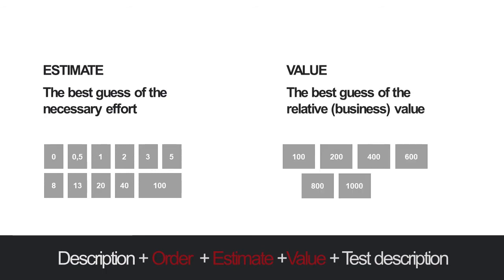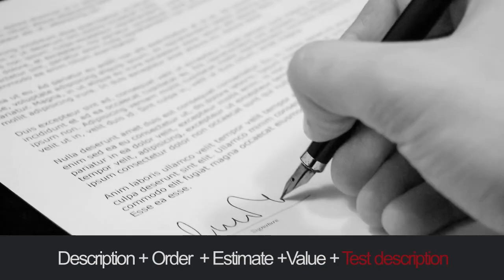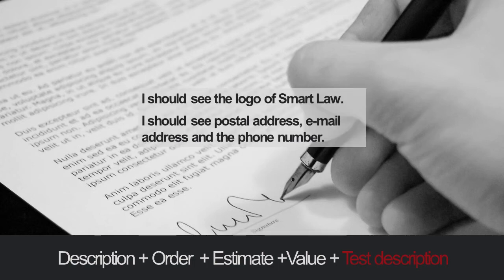Each item in the product backlog should also have value points. It could be on a scale from 100 to 1000 or any other scale you prefer. And this will be also just a guess, not a measurement. So the value shows what is the value of something, why are we doing this? Finally, the test description makes it clear how the team can assess whether the item is done. In our law firm homepage case, a possible test description could be: I should see the logo of Smart Law, I should see the postal address, email address, and the phone number.